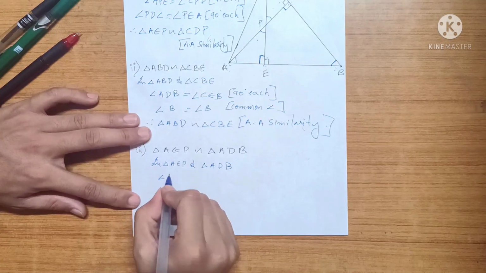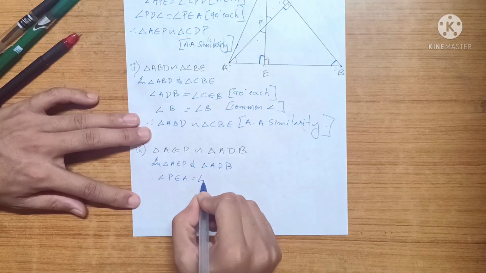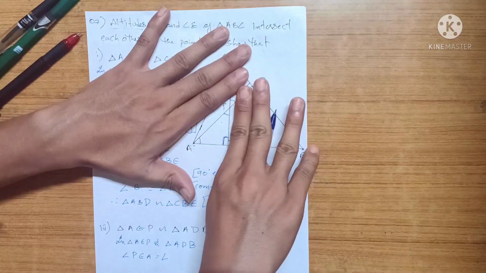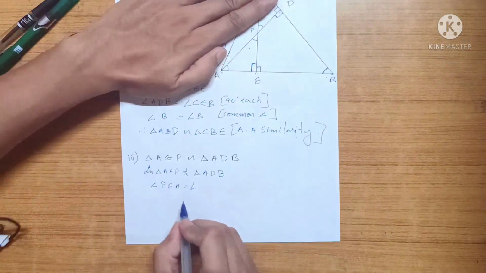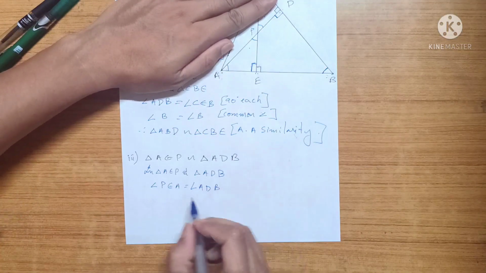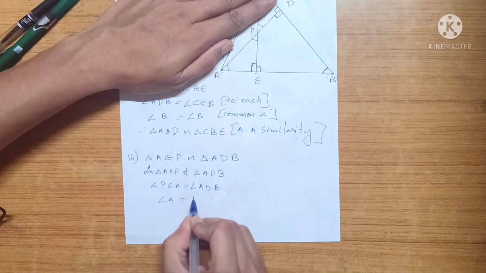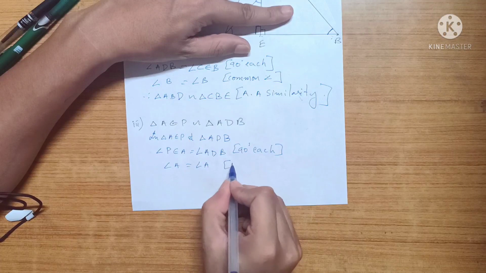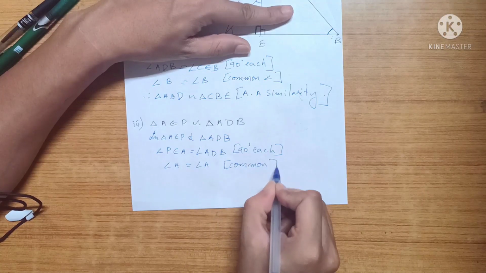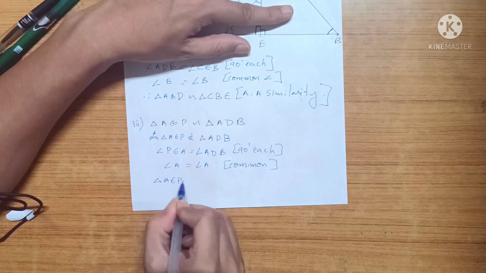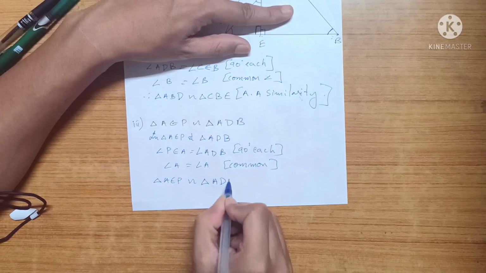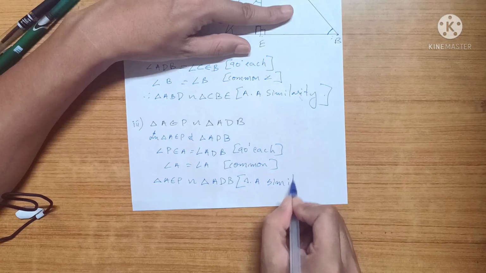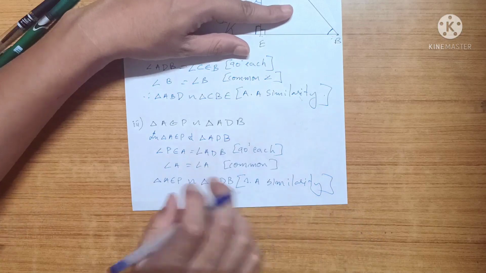angle PEA equal to angle ADB. ADB is this, so PEA, which is 90 degree, equal to the 90 degree ADB. And then angle A is equal to angle A. So this 90 degrees each. And then this is common angle. So triangle AEP is similar to ADB by AA similarity. Roman number 4, you're gonna try it yourself. It's easy, it's very similar to this one.